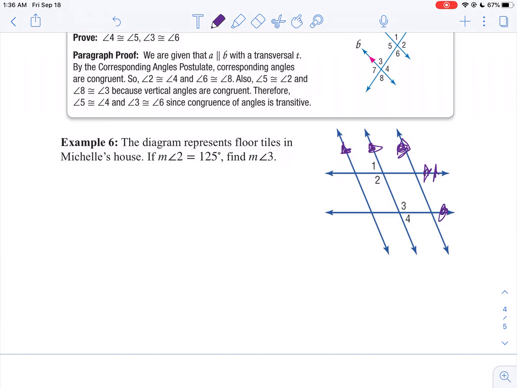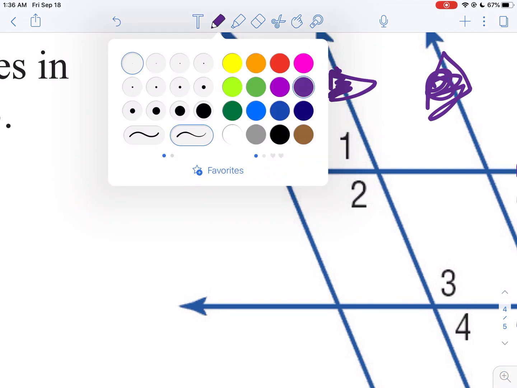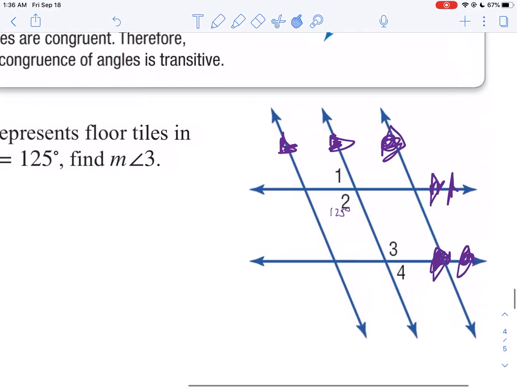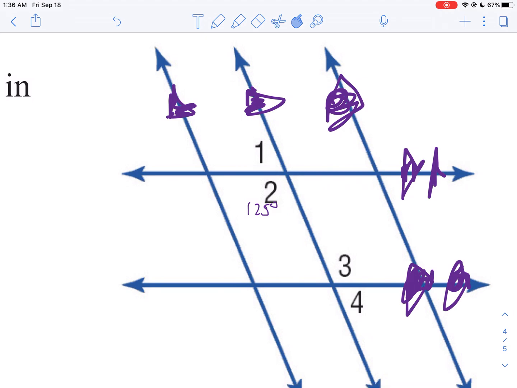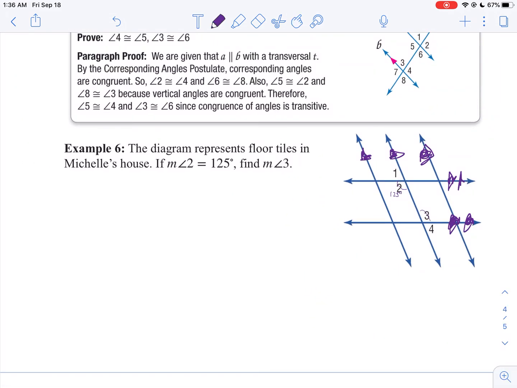If I put 2 arrowheads on a set of parallel lines, it just means they're not parallel to the ones with 1 arrowhead. We're told angle 2 is 125 degrees. We're supposed to find the measure of angle 3. If we look at our picture, angle 2 and angle 3 are alternate interior angles because they're connected by the transversal and they're on opposite sides, inside our other lines. Since they're congruent, angle 3 is 125 degrees.